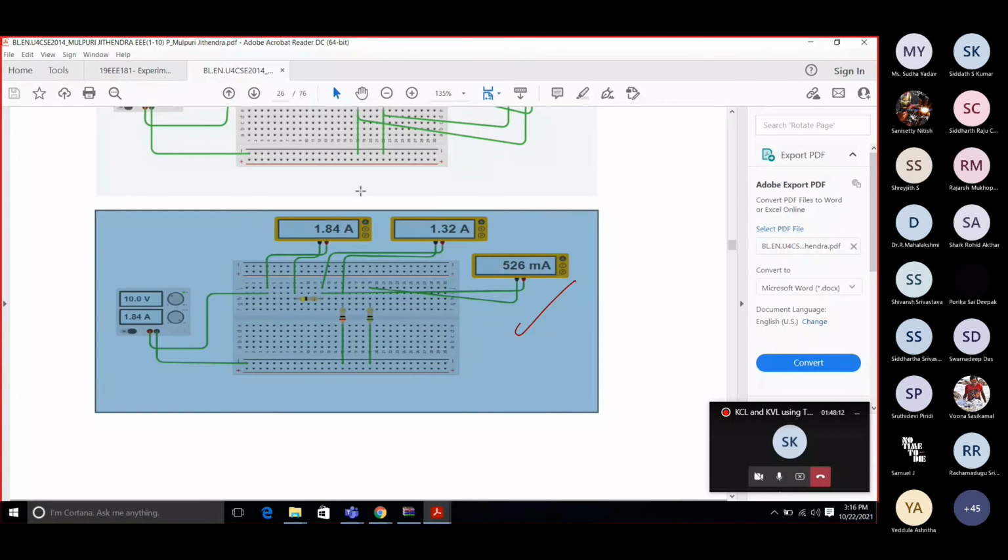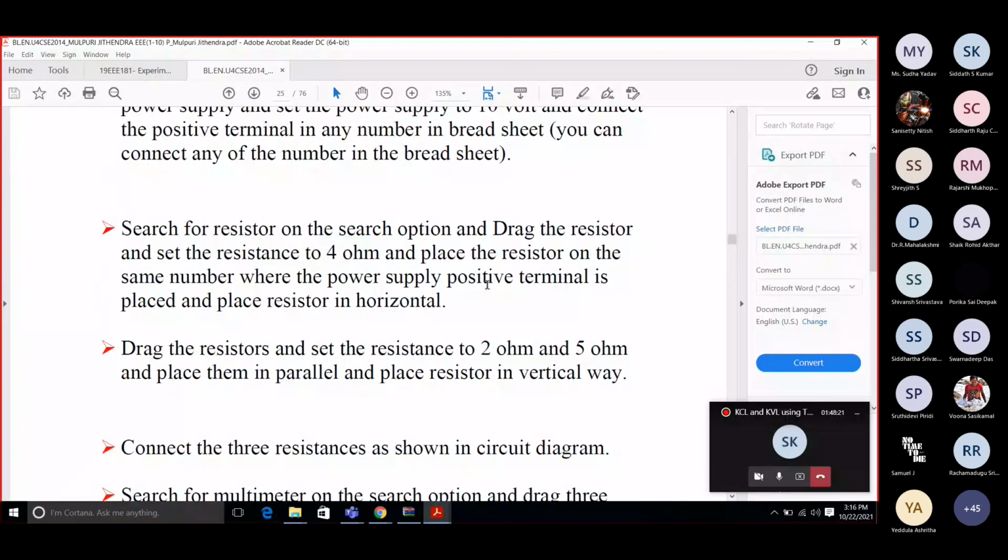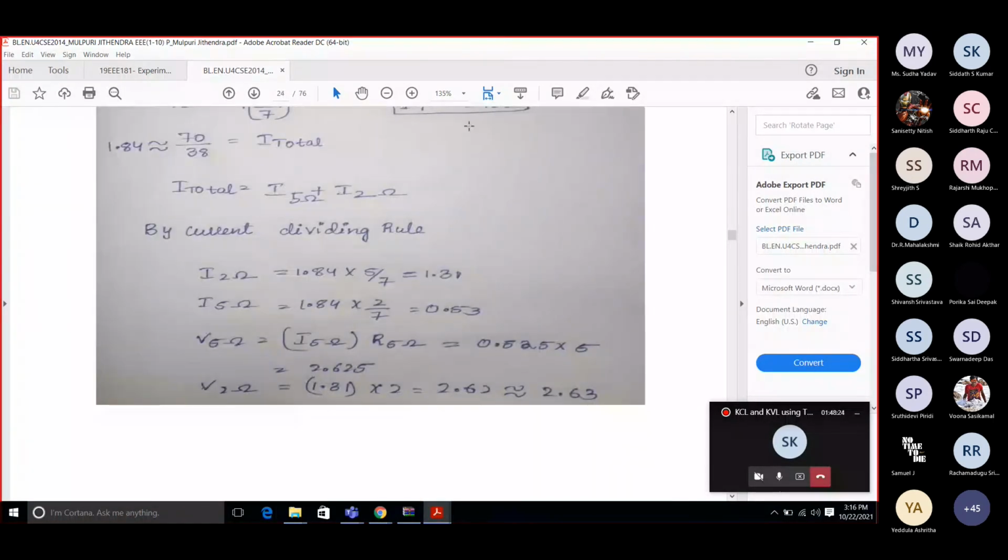You have to prove this. 1.84 is equal to this plus this. 7.37 is equal to this plus this, what you are getting. This should match with whatever resistance values you have used here.